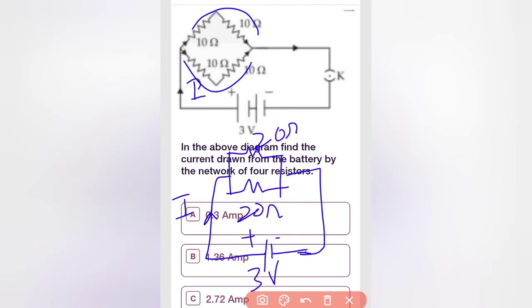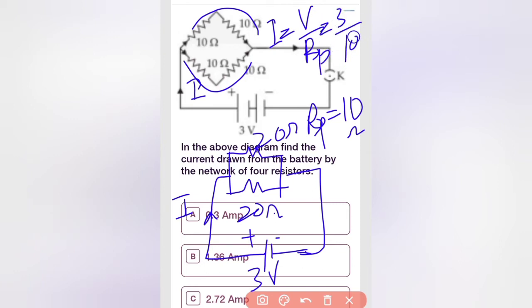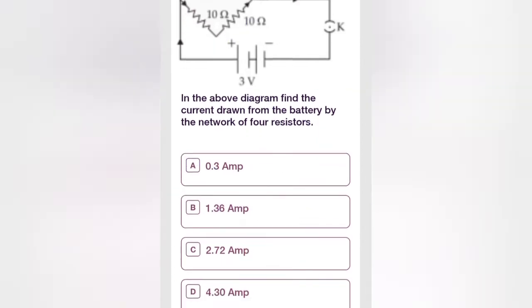Current will divide here. So what is the total resistance we need to find? RP. RP will be 20 into 20 divided by 20 plus 20. It's going to be 10 ohm. So we got the total resistance, so we can find the current. Current is equal to V divided by RP, which is equal to 3 divided by 10, which is going to be 0.3 amps. That is going to be the current. So option A is the correct answer, 0.3 amps.